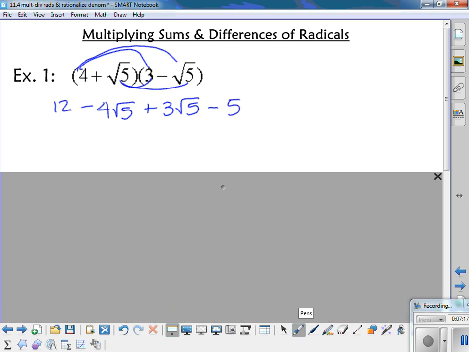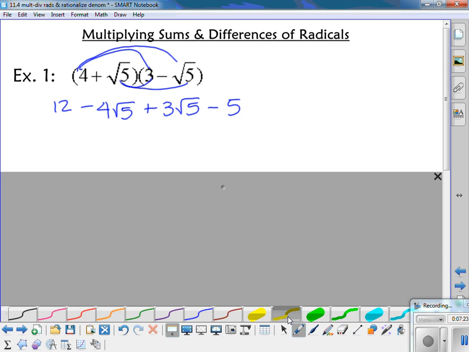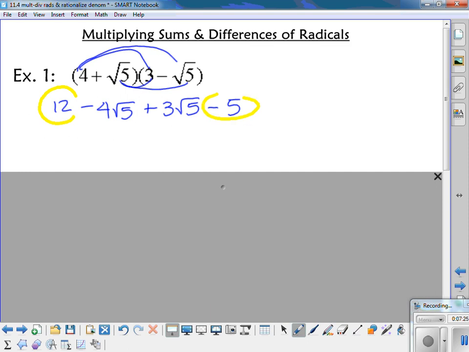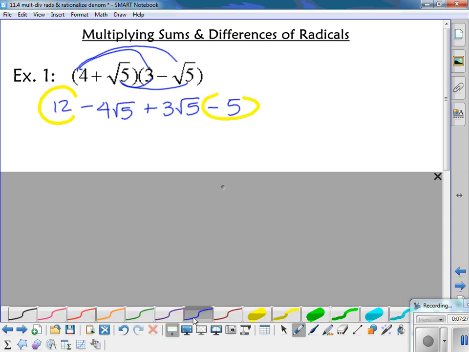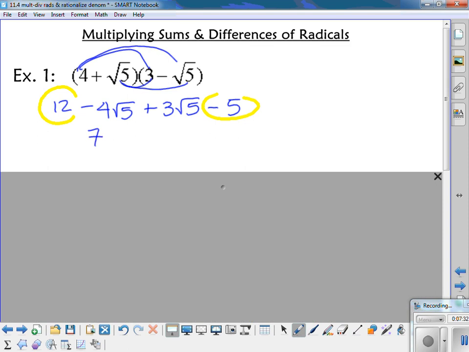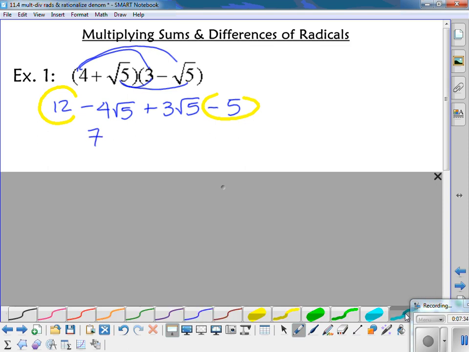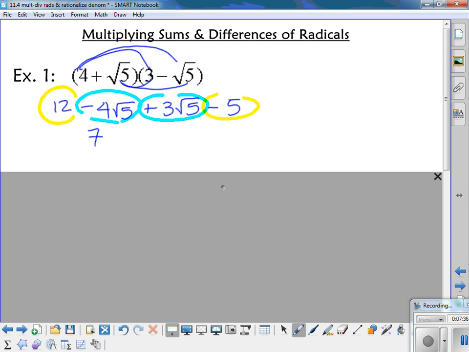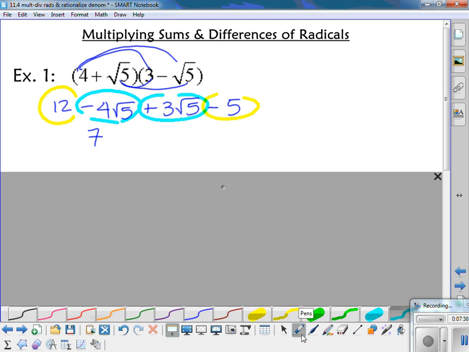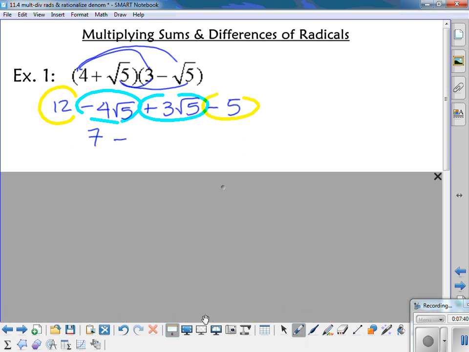Okay, so now, instead of just the middle terms being able to be combined, we actually have numbers on either end that we can also combine. I've got a 12 and a negative 5. So what's 12 minus 5? 7. And then I have a negative 4 root 5 and a positive 3 root 5. So that comes out to just negative root 5. So the final answer ends up being 7 minus root 5.